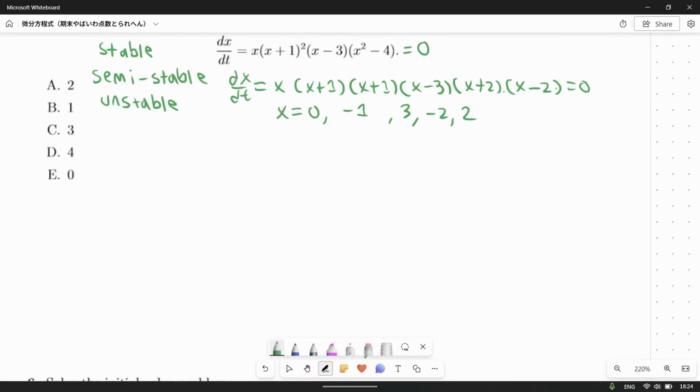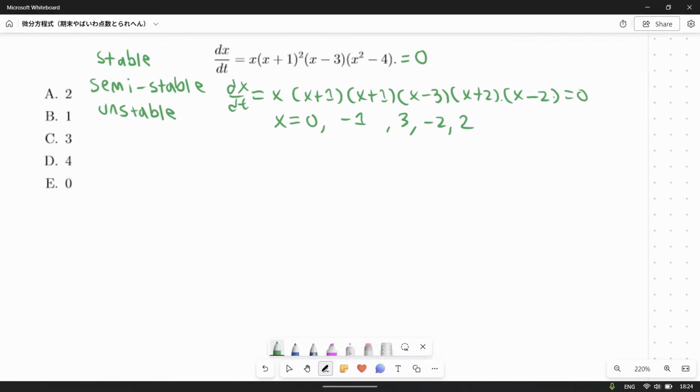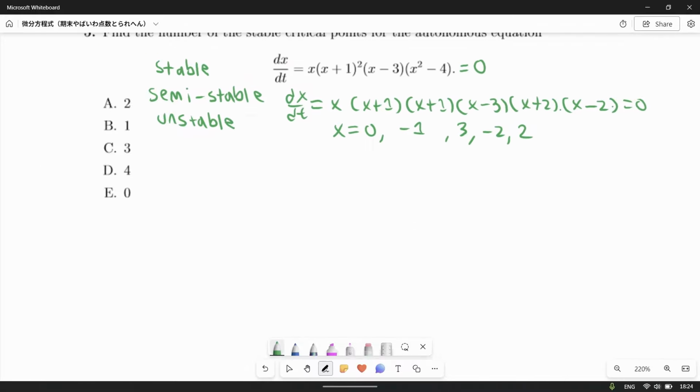The next thing I'm going to do is plot these critical points onto a number line. So I'm going to put a number line over here and plot the critical points in ascending order, starting from negative 2, negative 1, 0, 2, and 3.